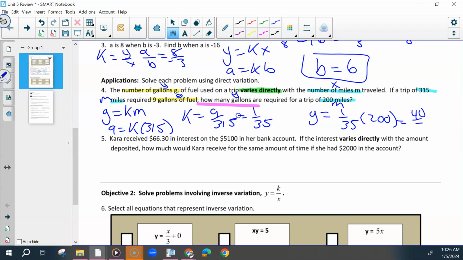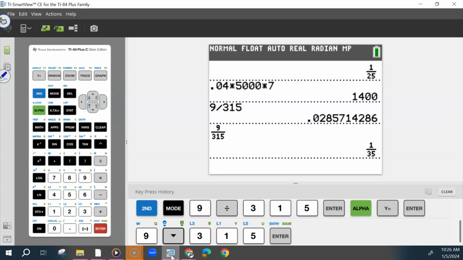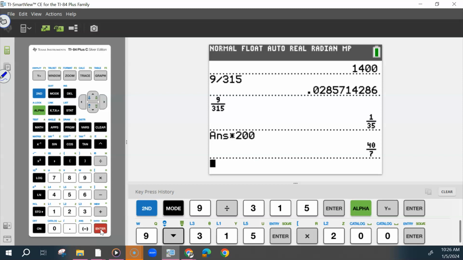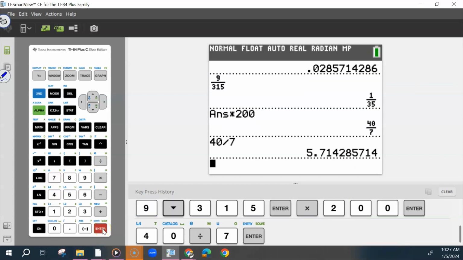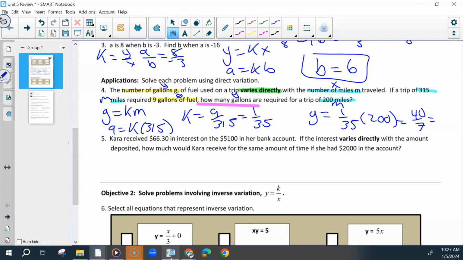What do you get? 5.71. So with this, you have to think about, can gallons be decimals? Yes. So you could do 5.7, 5.71, 1 or 2 decimals is fine. And then make sure you have your labels because this is real world. So gallons, I shortened it.